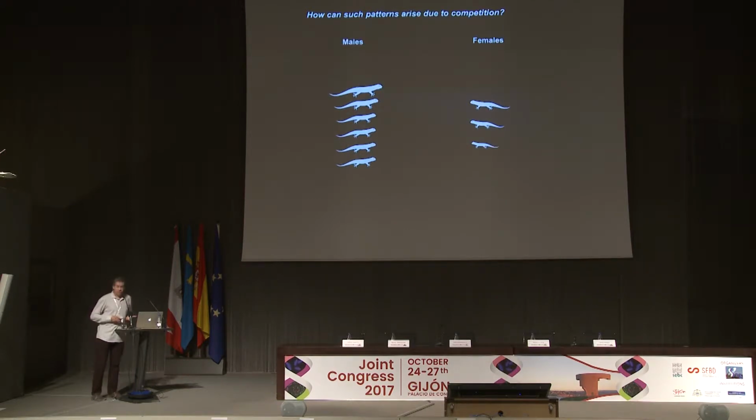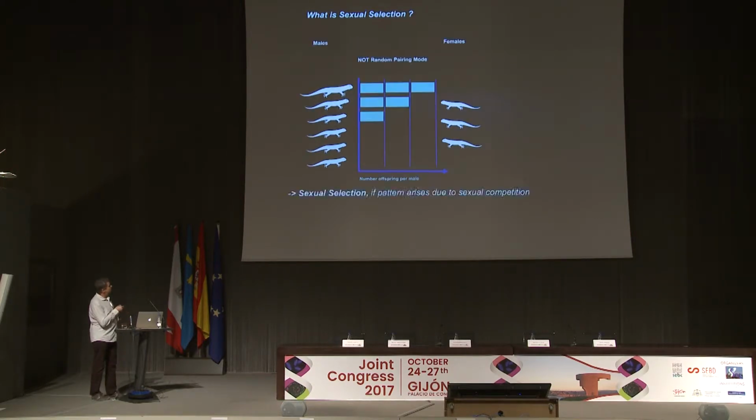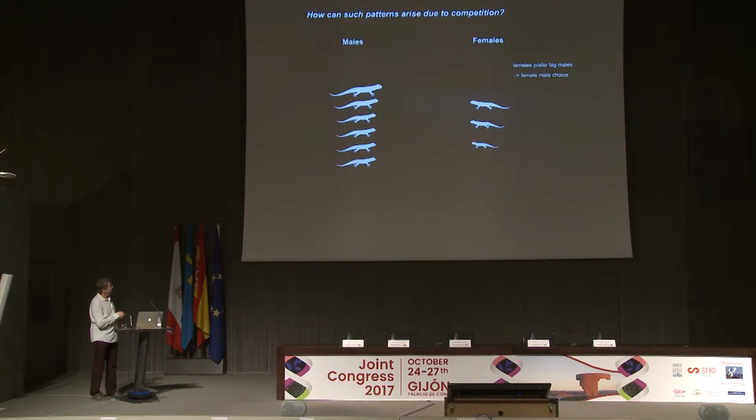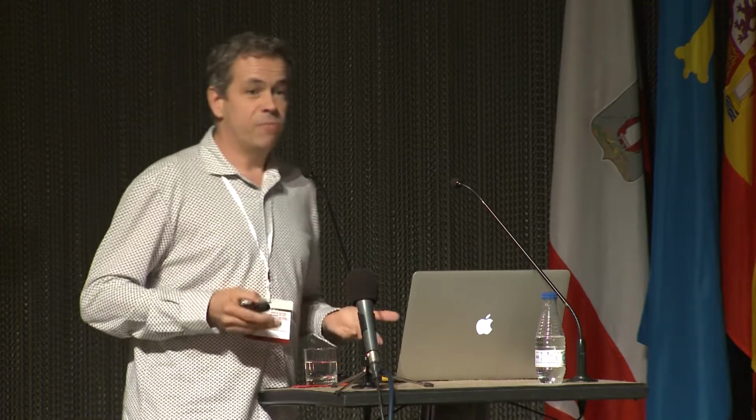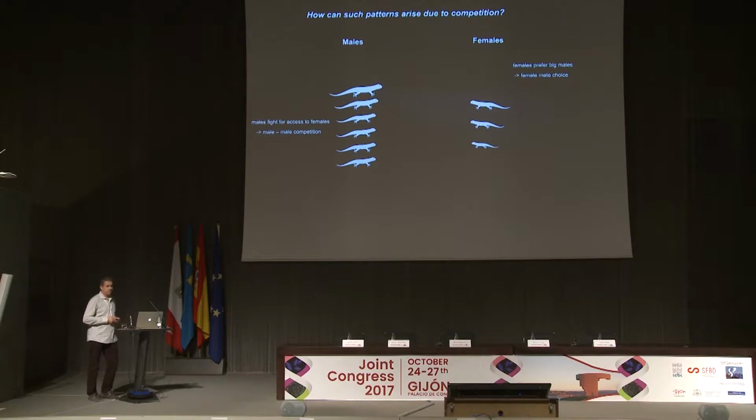So how can patterns arise due to competition? Well, the first possibility is that females prefer big males. We would call that female mate choice. Another alternative hypothesis is that males fight for access to females, so we have male-male competition, and we have this pattern.